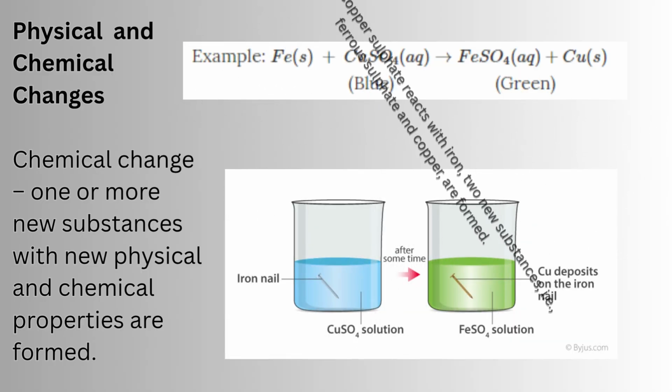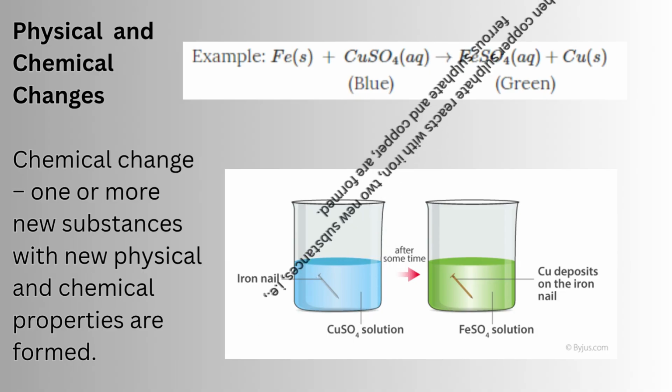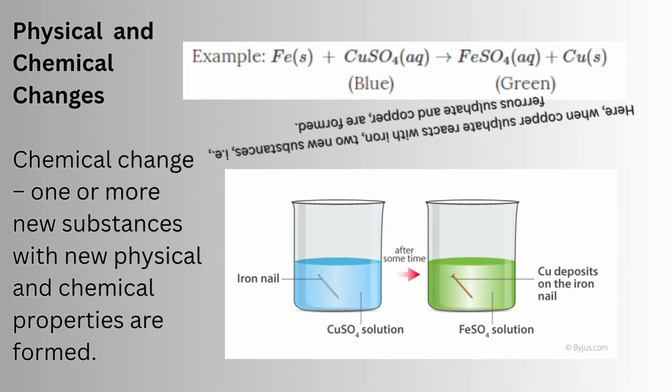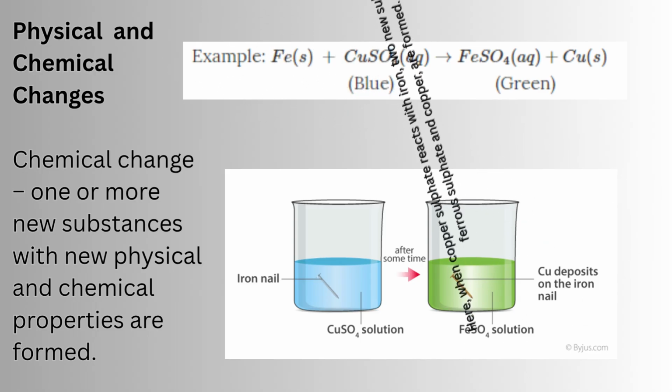Physical and chemical changes. Chemical change: one or more new substances with new physical and chemical properties are formed. Here, when copper sulfate reacts with iron, two new substances, i.e., ferrous sulfate and copper, are formed.